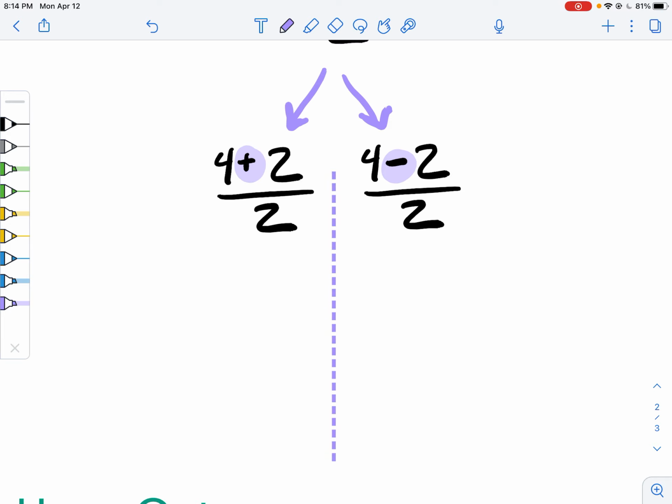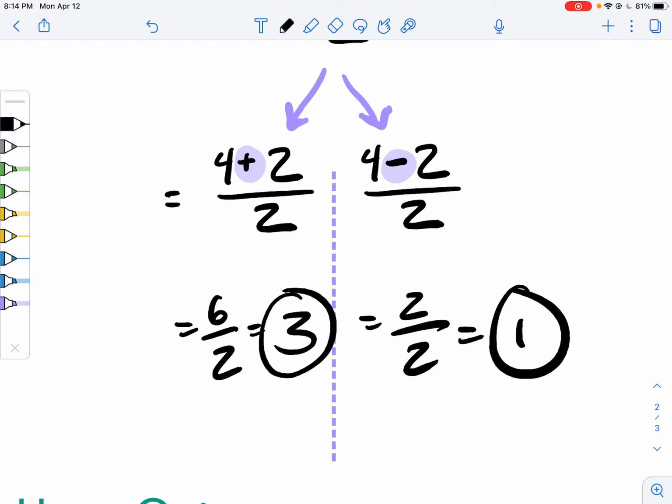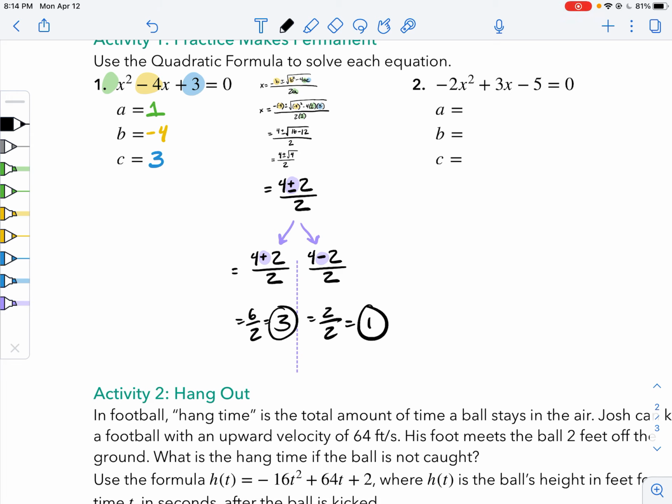There it goes. Okay, sweet. So 4 plus 2 is 6, which over 2 is 3. 4 minus 2 is 2, over 2 is 1. So x equals 3 or x equals 1.